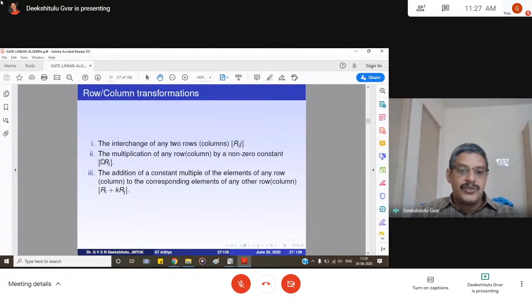This must be a non-zero constant. The third one is the addition of a constant multiple of the elements of any row or column to the corresponding elements of any other row or column. You multiply any row or column by a constant and add it to the elements of any other row. That is the third transformation, denoted by Ri plus k Rj.